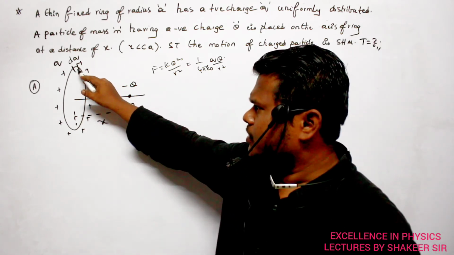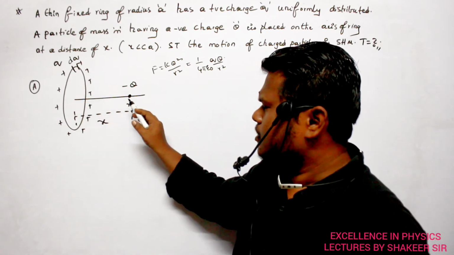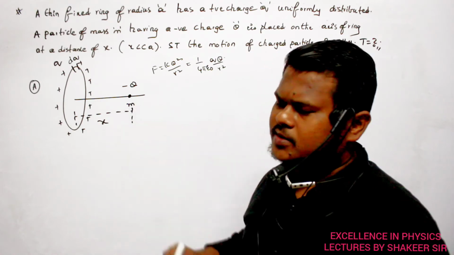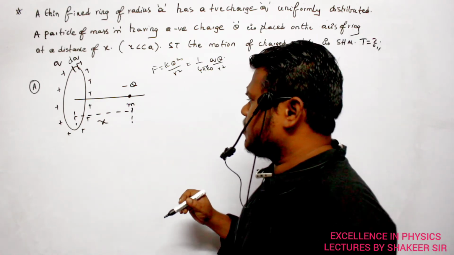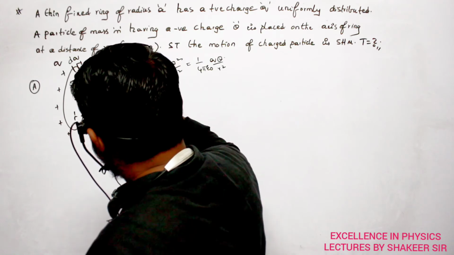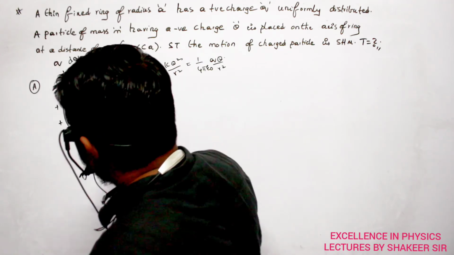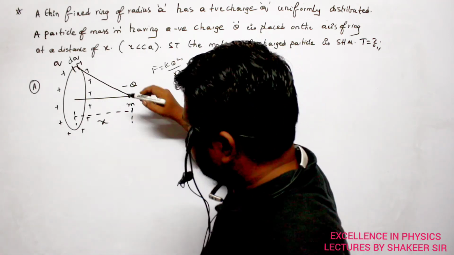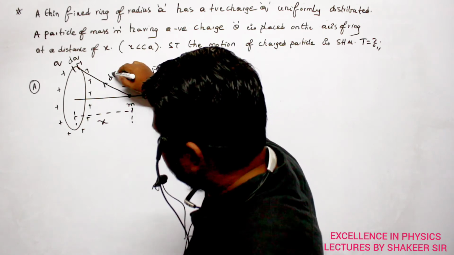So I will select a very small charge dq here, and here is our negative charge minus q. The force of attraction will be in this direction. So this is dF. What is meant by dF?